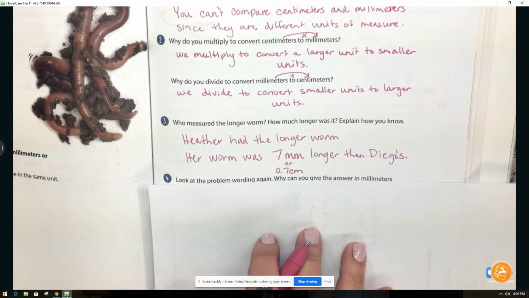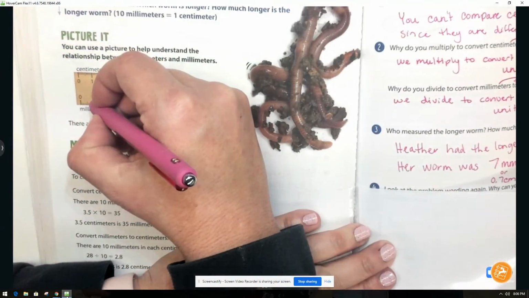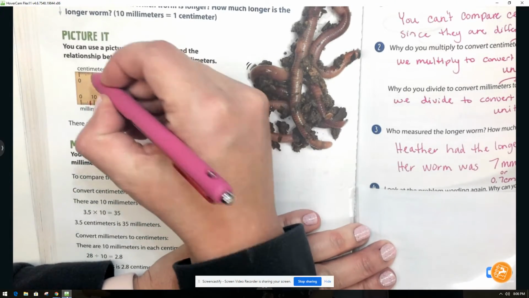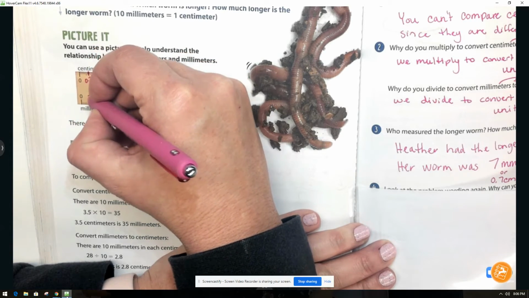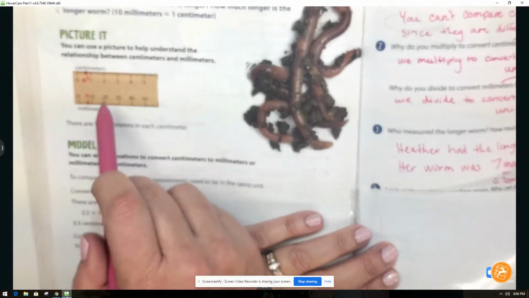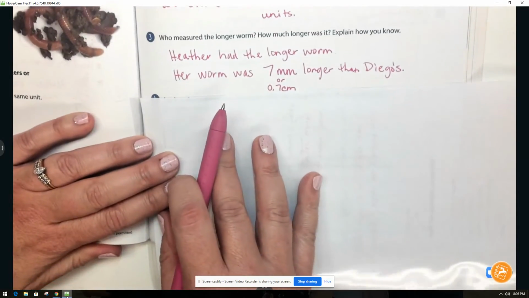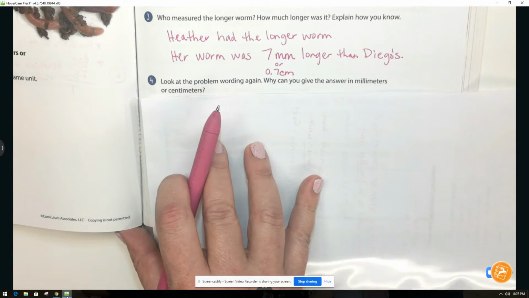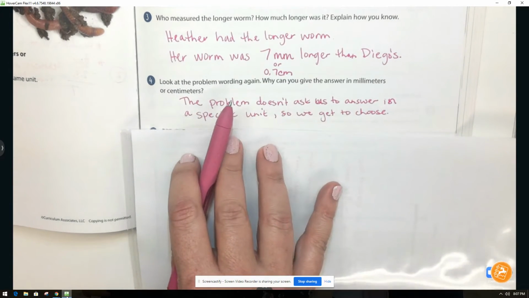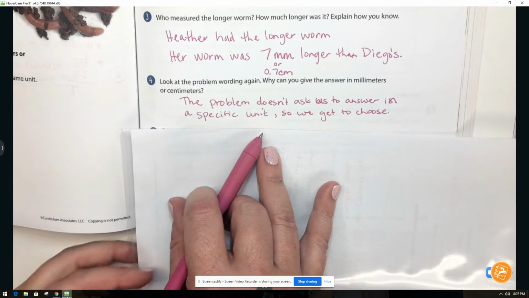So you could have gotten any of those answers, but if you look over here, 7/10 of a centimeter would be right about here. That would be 7/10. And this is 7 millimeters. As you can see, they're both the same amount, but one is millimeters and one is centimeters. Now, if we're looking at the problem wording again, why can you give an answer in millimeters or centimeters? The problem doesn't ask us to answer in a specific unit, so we get to choose. That's the wonderful thing when the problem doesn't ask us to give our answer in a certain format.